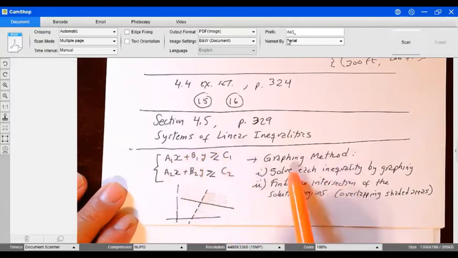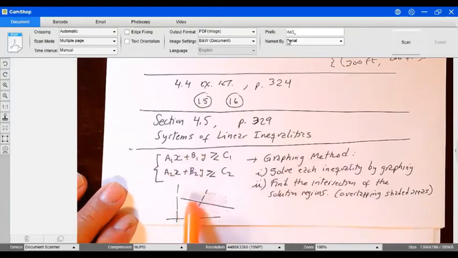Then you do the same thing with the second inequality. Let's say that this line now is the boundary for the second inequality. You have two regions, you test the origin, you find that now this is the region, the top one, for the second inequality. Then the solution for the system is where these two solution regions intersect or overlap. So you're going to see that only this region here contains both the solution for one inequality and the solution for the other one.